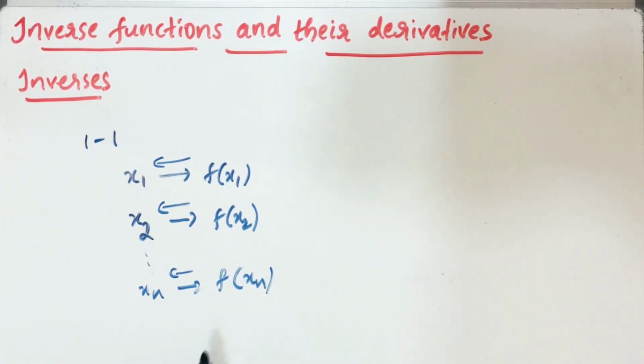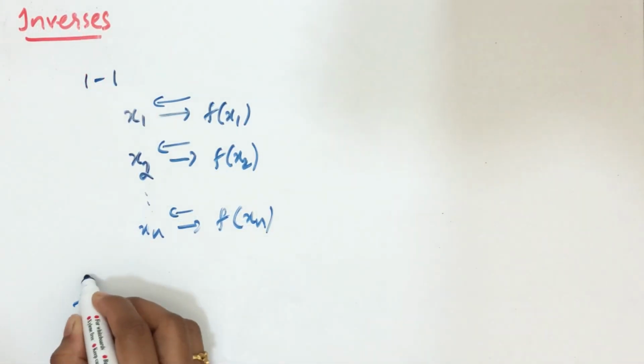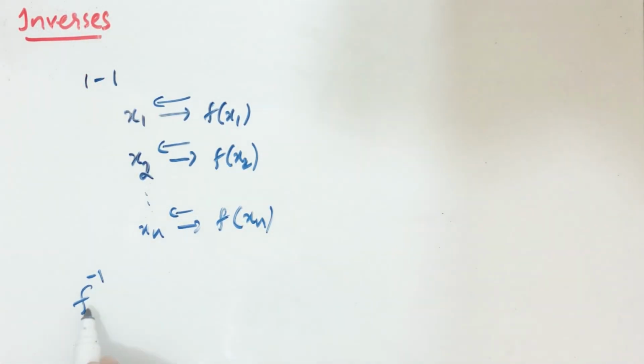The function defined by reversing a one-to-one function is called the inverse of f, and we denote it by f inverse. This is not f raised to minus 1, this is just a notation, f inverse.